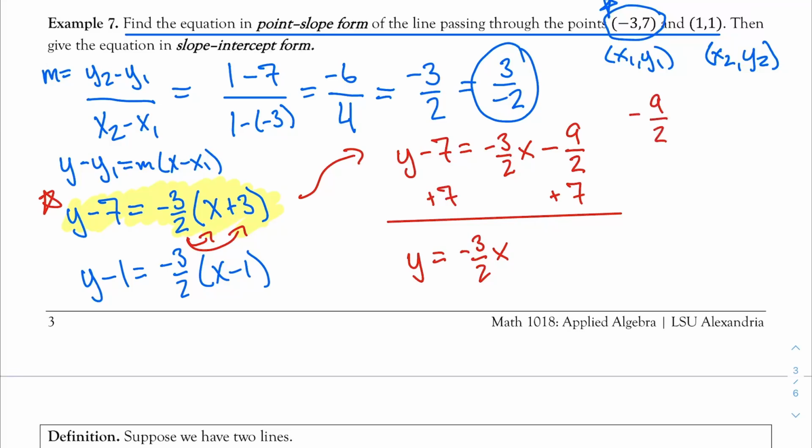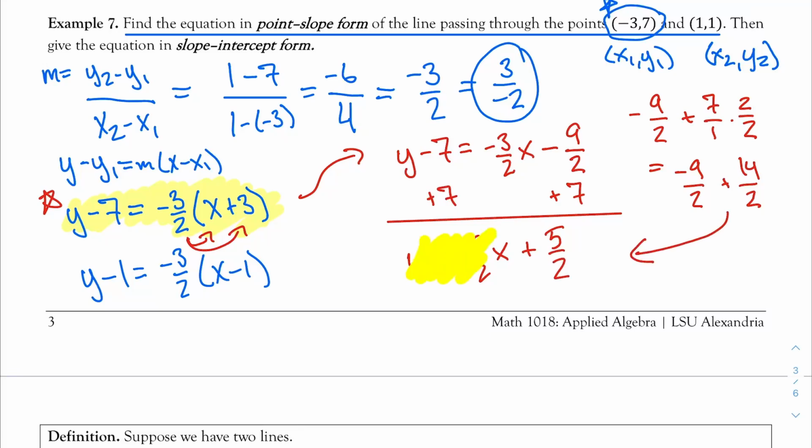Negative 9 over 2 plus 7. Remember, to add two numbers where I have a fraction, I have to have a common denominator. So between the denominators of 1 and 2, I have to multiply my second term by 2 over 2. In other words, negative 9 over 2 plus 14 over 2, which will give me positive 5 over 2.